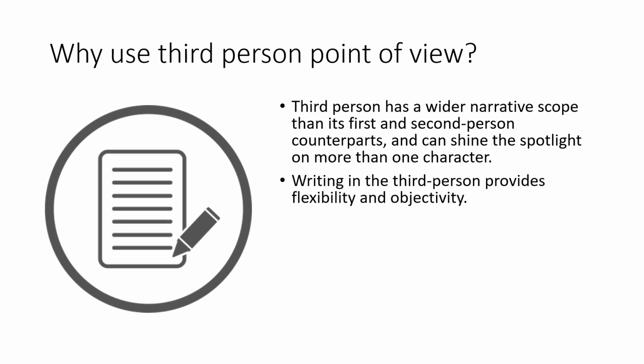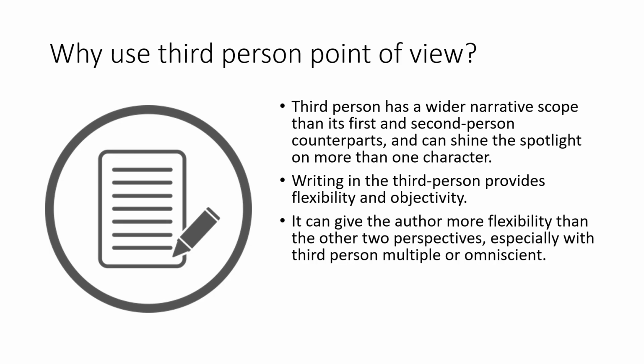And it also gives us flexibility in writing and objectivity. So it doesn't come off as your opinion. It comes off more as an objective viewpoint. That's why we use the third person point of view. And it gives flexibility and objectivity to the writing and allows the person doing the writing a little more flexibility in how they do things. And it gives more flexibility than the other two perspectives.